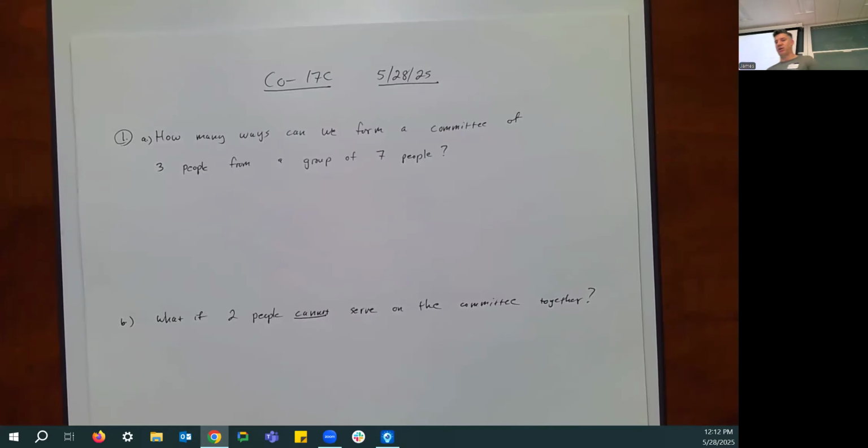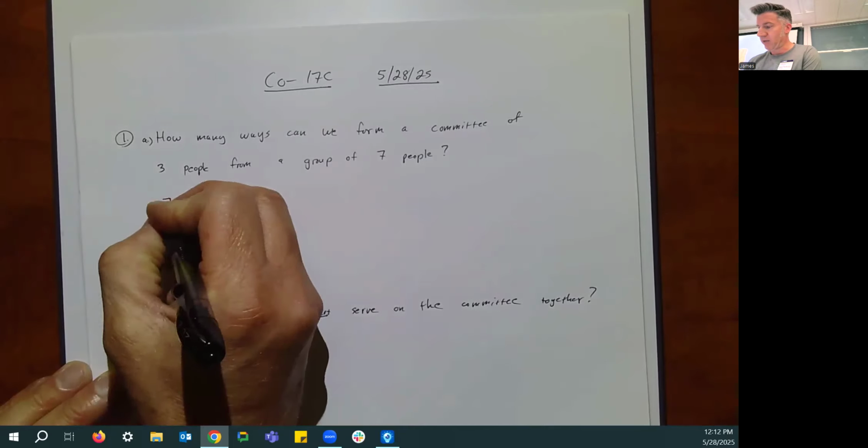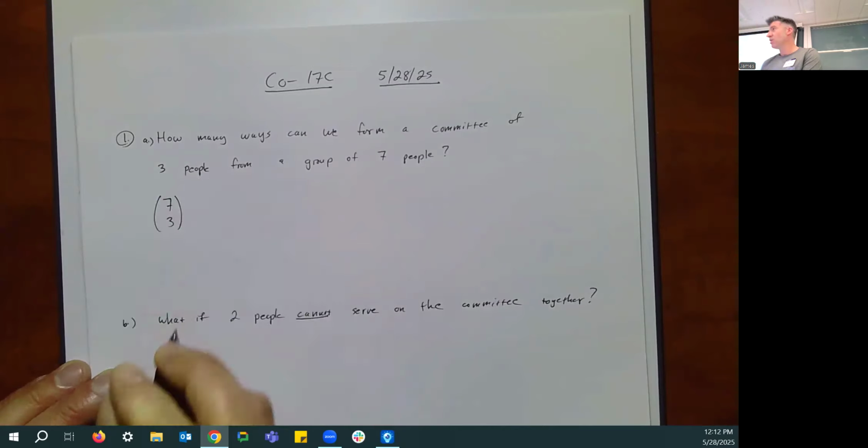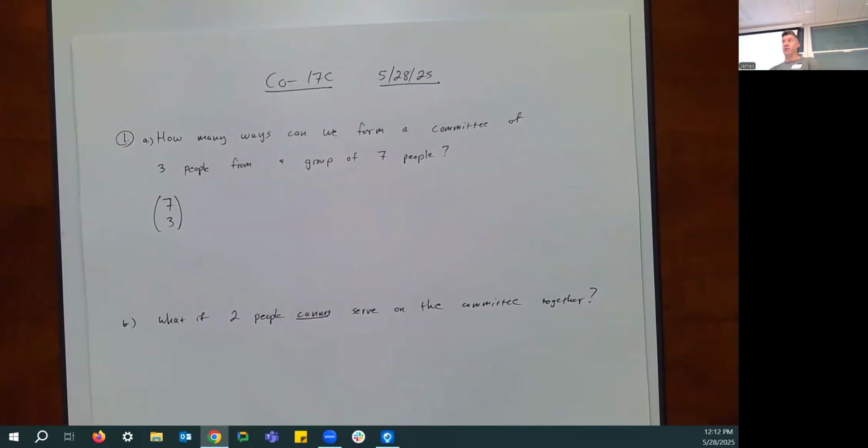So let's look at some examples where things get a little bit dicier. First question: how many ways can we form a committee of 3 people from a group of 7 people? Well, that should be the choose function. We don't care what order these people appear in. So that should be 7 choose 3, which I think is a perfectly fine way of leaving our answer.